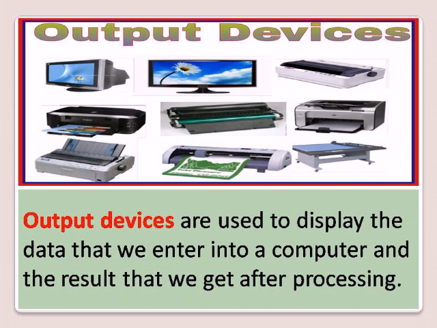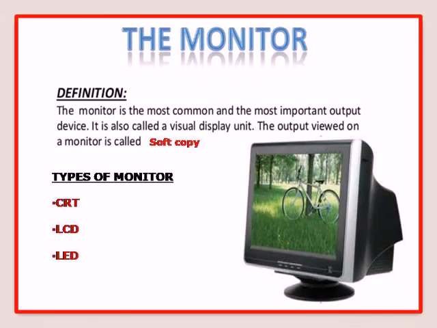Do you know which is the most commonly used output device? The most commonly used output device is the monitor. It looks like a television. The output that we get on a monitor is called the soft copy. There are three types of monitors: CRT monitor, LCD monitor, and LED monitor.